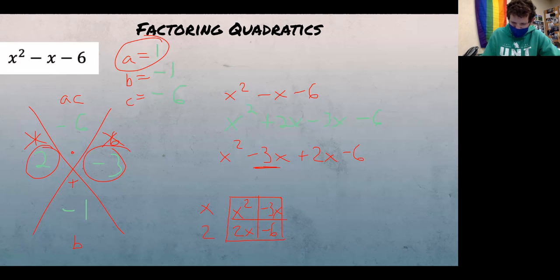So now I want to look at the columns. So what's a common factor between x squared and 2x? 1x, the same thing as the first row that we did. So this is going to be x as a common factor, and between -3x and -6, what's the common factor? -3. Remember, this is just -3 times x. This is -3 times 2. So there we go. That's a common factor between it.